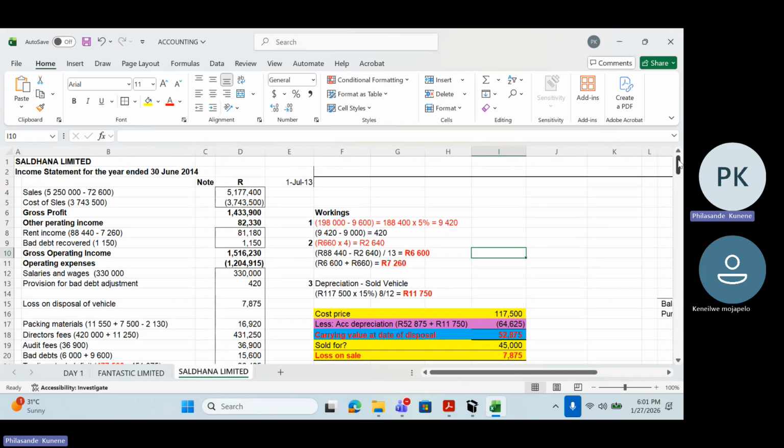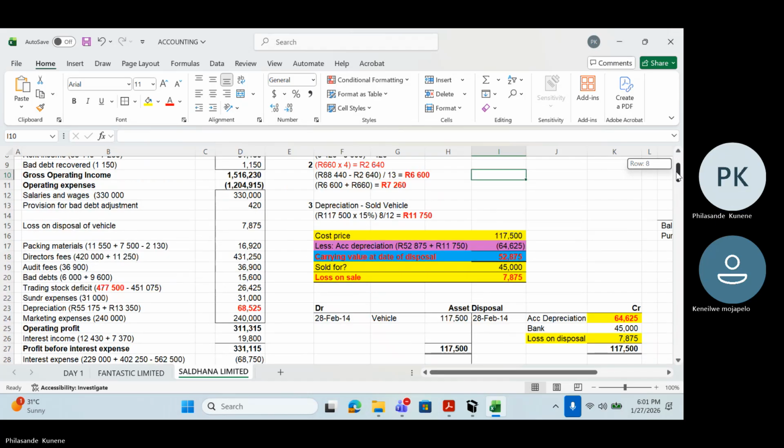You can take a picture. You can send me the question paper, the full question paper, and just tell me which transaction that was giving you a problem now. Okay.